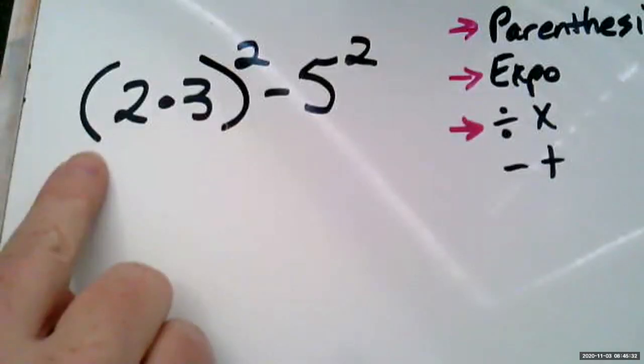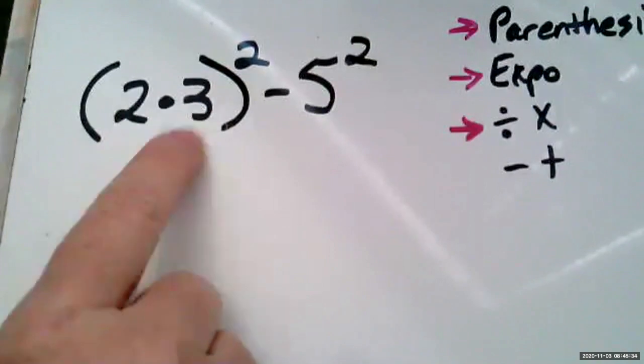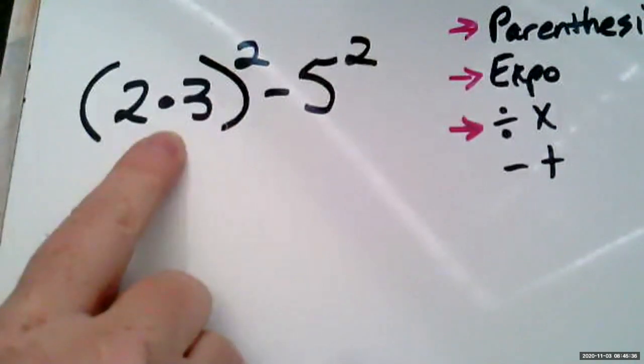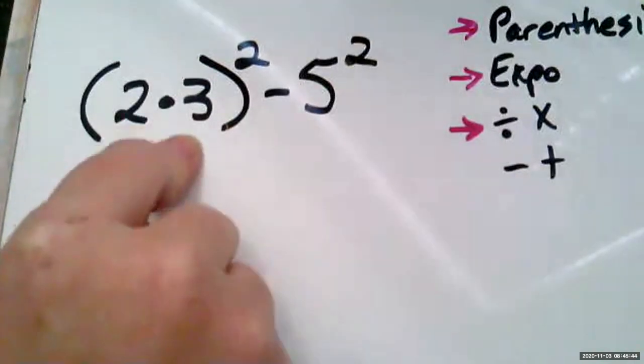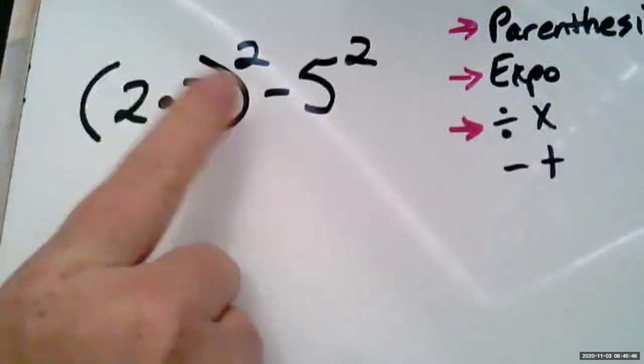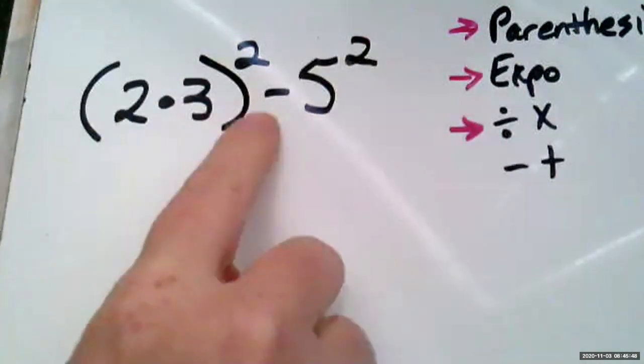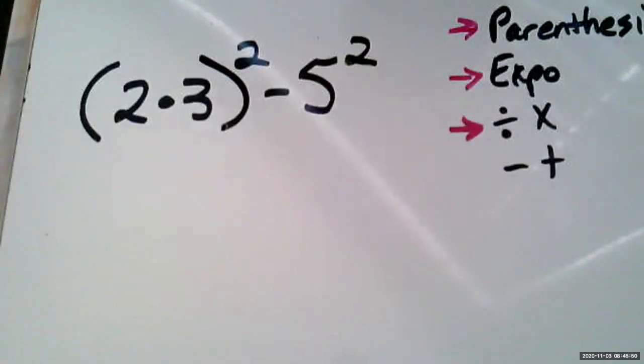All right, got muted there for a second. So you've got the parentheses, 2 times 3. The dot means times, so you don't get dots and x's confused with each other, because we will be solving for x eventually. All right, 2 times 3, that's all in parentheses to the second power, minus 5 to the second power.